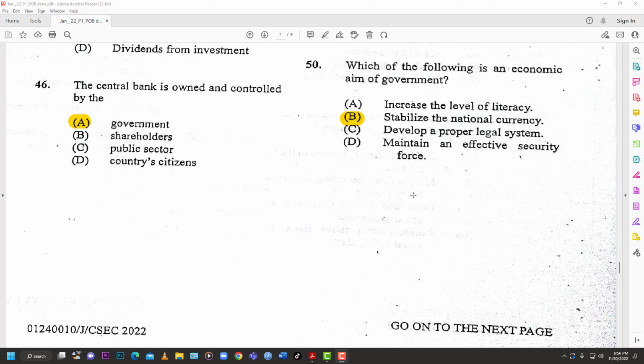50. Which of the following is an economic aim of the government? And the answer is B, stabilize the national currency. Stabilize the national currency. That's economic because literacy is not economic. That's more social. Of course, the legal system, that's more social legal. So the main here, economic, is, of course, your currency. Stabilizing your currency, so that's B.